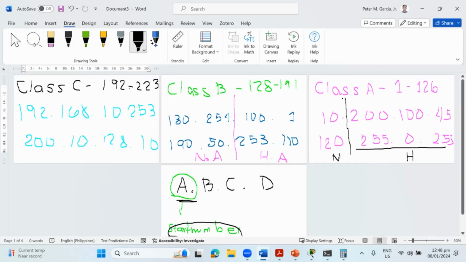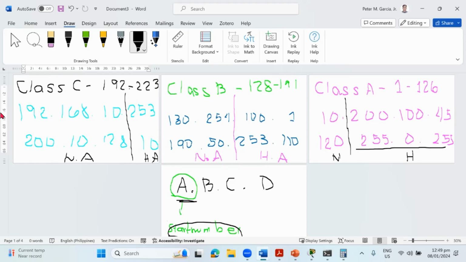So kung sa class A ang hatian natin, si octet A is for the network. Sa class B, si octet A and B is for the network. Sa class C, si 192, si 168 at si 10, that will be the network. And 200, 10, and 128, that will be the network address. In 253 and 10, that will be the host address. So tatandaan, pag sinabi nating network address, kung saan belong. Kung saan siya network belong, and the host address indicated for the client or the user.